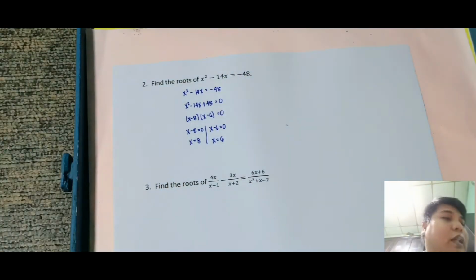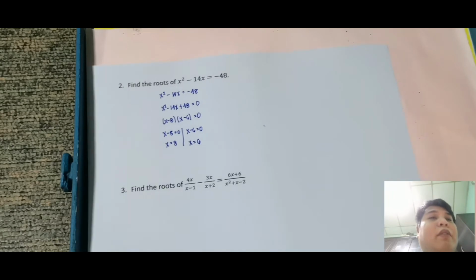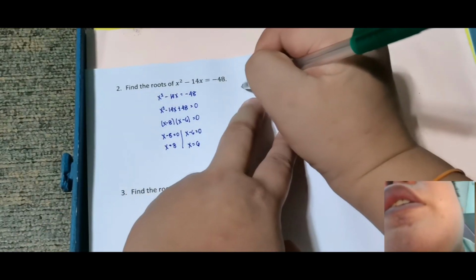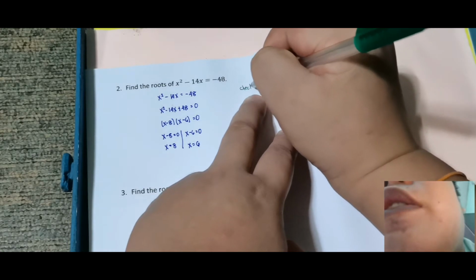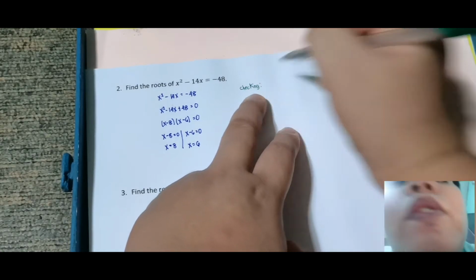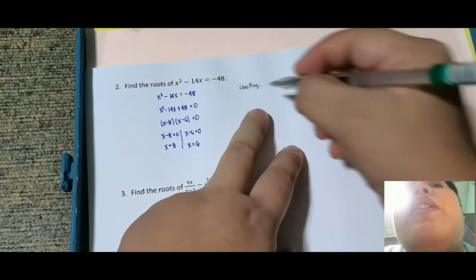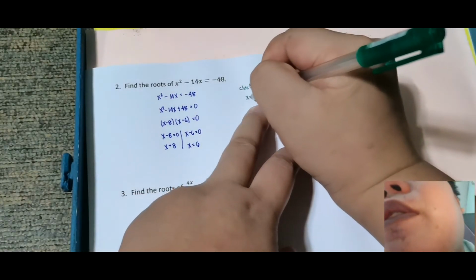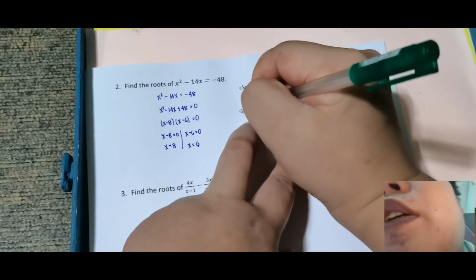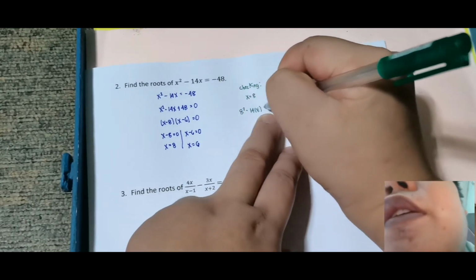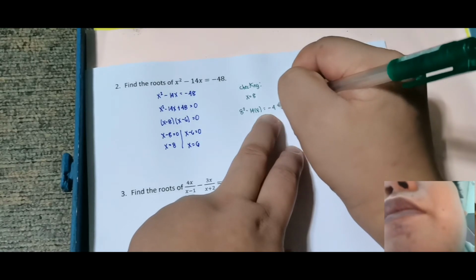Okay, so ganun ulit. Lagay natin checking. So, by checking, ano ba yung ating result nito? Sorry kung tumatagal din tayo sa checking. So, sa checking, whenever x is equal to 8, so that is 8 squared minus 14 times 8 is equal to negative 48.